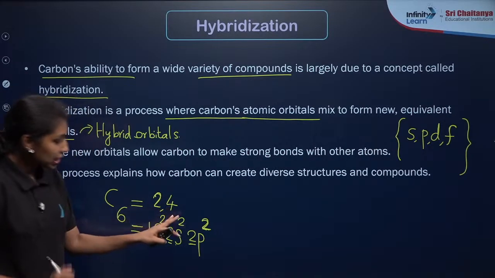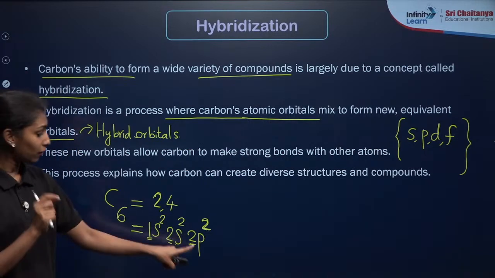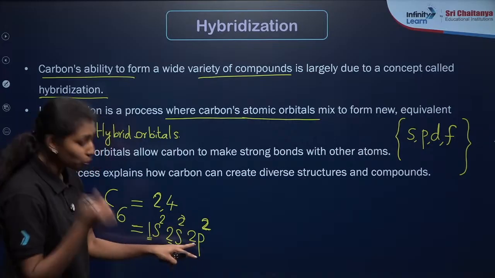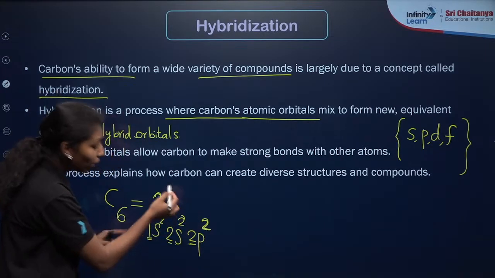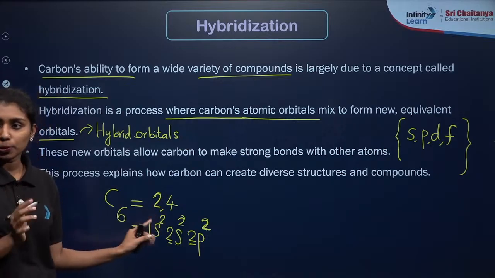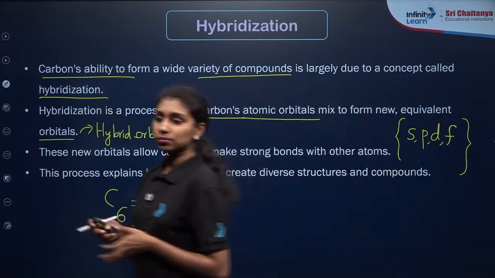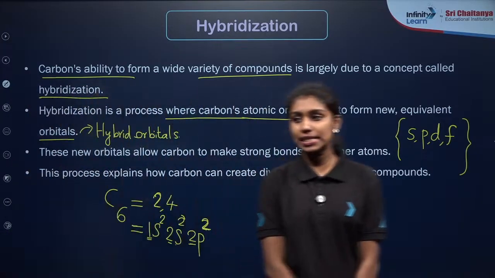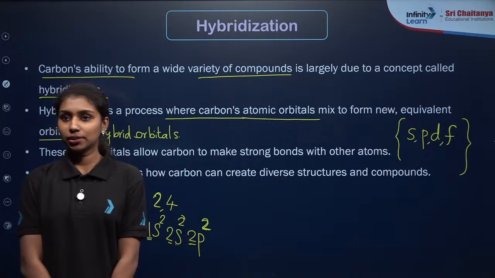In the case of the second shell, we have 2 different subshells, one is S and another is P. So in the 2s orbital there are 2 electrons, and in the 2p orbital there are 2 more electrons. So in total, 2 plus 2, that is 4 electrons in the L shell. I hope you understand. Is there any confusion? Just let me know. Then only we can move to the next topic.